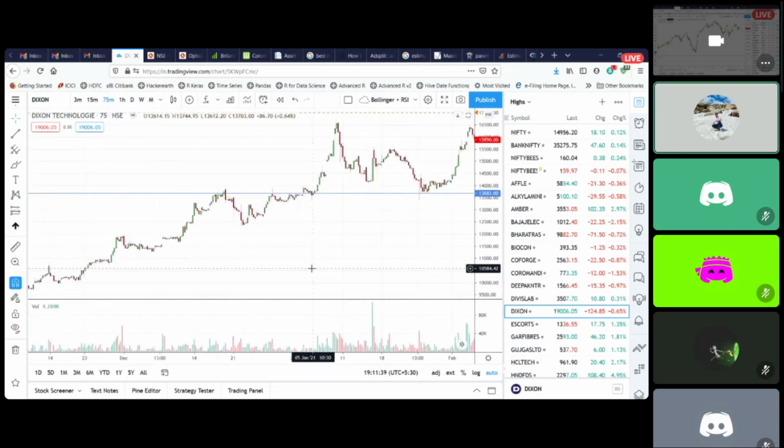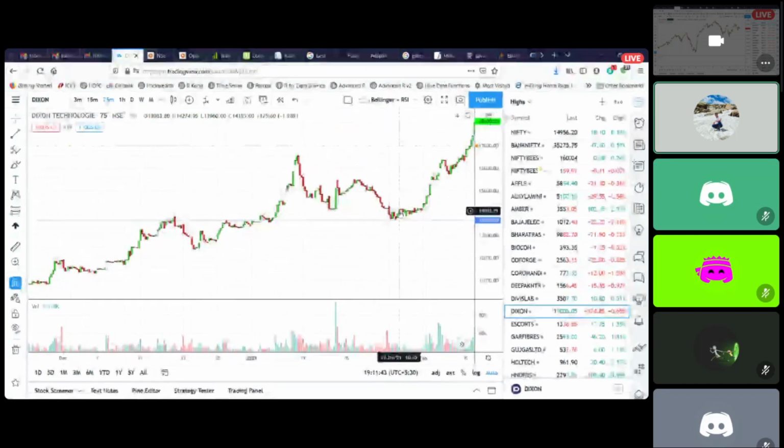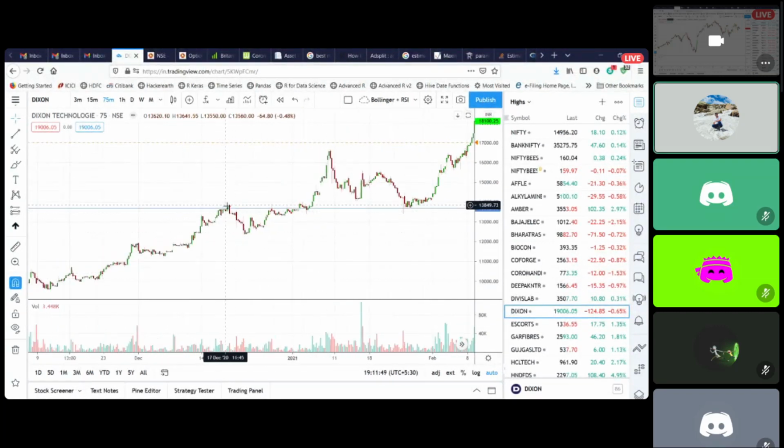Okay. So let's say someone is looking at this time frame here, end of January and start of Feb. So these were the previous highs that we saw here. Then Dixon broke that around 13,600. It went up to almost 16, 17,000. And it retraced till here and gave a slight pullback. Again, it made a very, very nice strong support here.